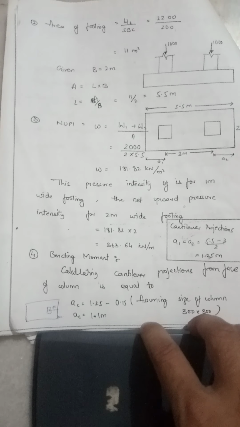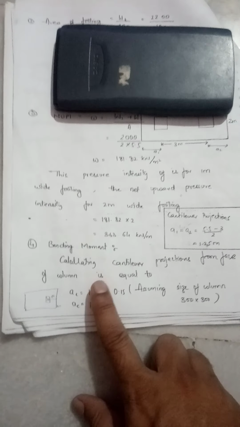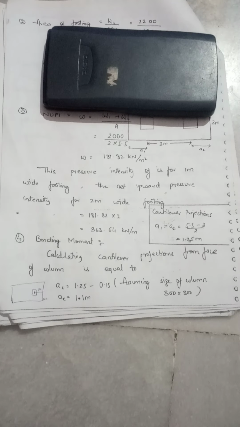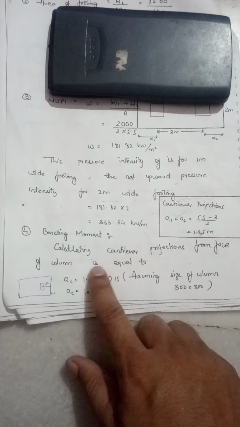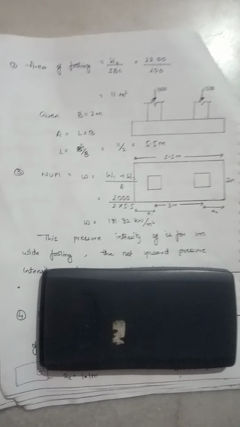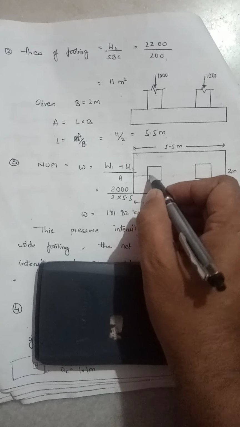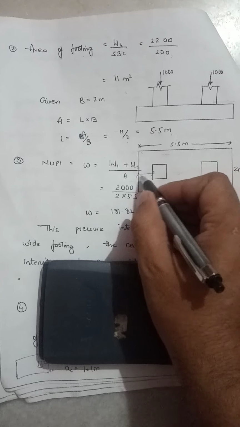Okay, let's find out the bending moment. The next step is bending moment. We will find the bending moment at these places, calculating the cantilever projection from the face of the column. Now we have to know the face of the column. Basically, you can just see this part is the face of the column.